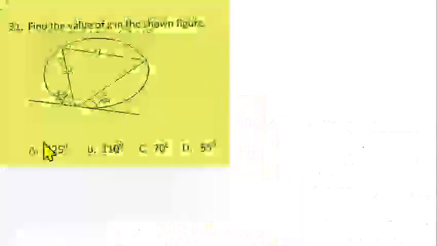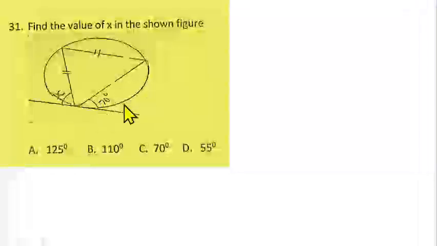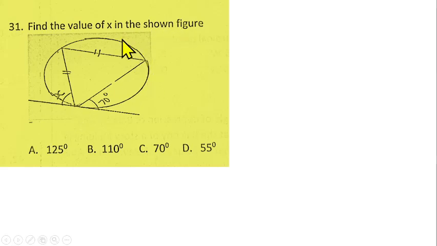So number 31 is also on circle geometry. But to find the value of x in the shown figure, what can we say? We have to find the value of angle x. Given this angle of 70 degrees, and we have a triangle inside this circle, and that triangle is an isosceles triangle, because this side is equal to this side as they mark the two sides. So how can we do that? It's very simple as well.